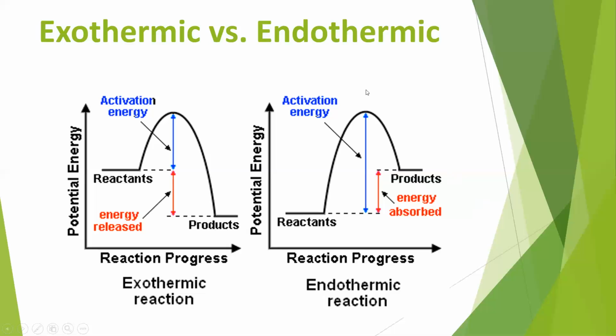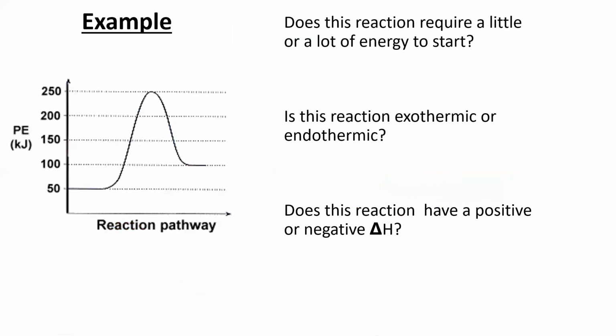There could be a huge activation energy, or there could be a much smaller activation energy. These could only be off by 1 joule or kilojoule of heat, and it would still be endothermic because some energy was absorbed. So just the quick examples here.